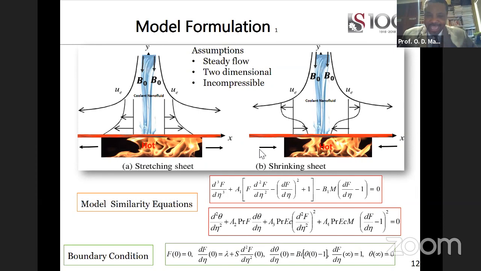Lambda here talks about the stretching. If lambda is 0, that means the plate is not stretched, it's not shrinking, it's not stretching. So if lambda here is positive, that means the plate is stretching. If lambda is 0.1, 0.2, it tells the rate of stretching of the surface. If lambda is negative, it talks about the rate of shrinking of the surface. And all these cases will be considered.